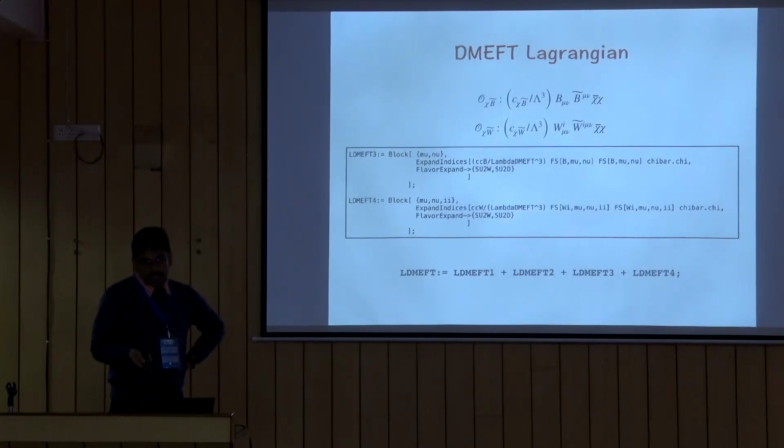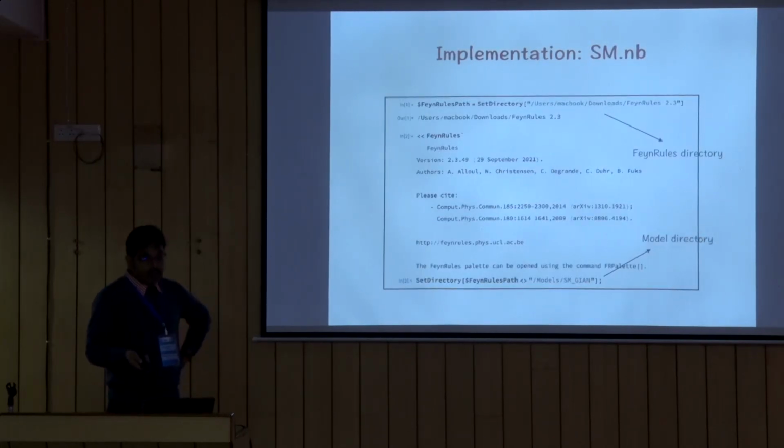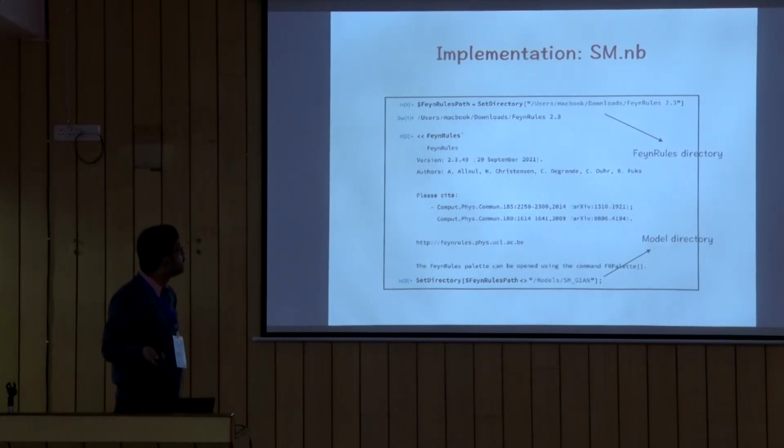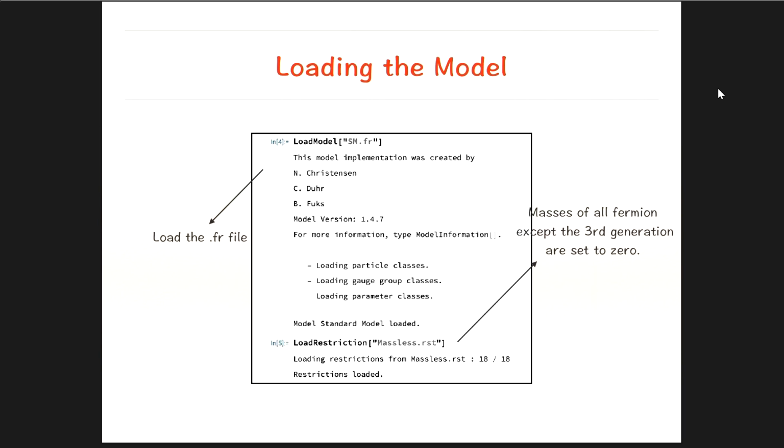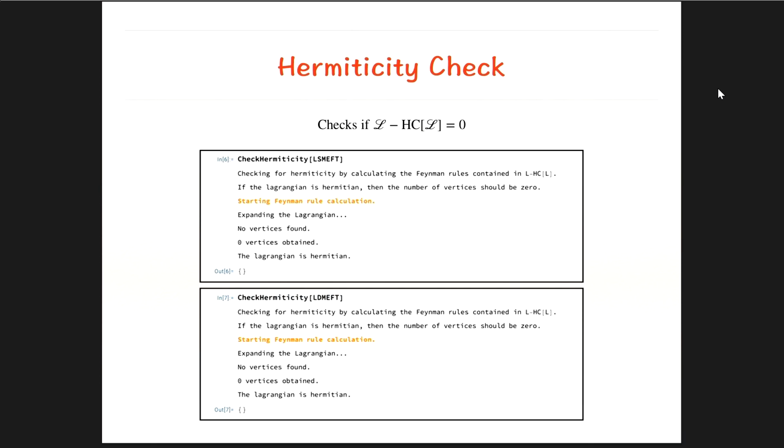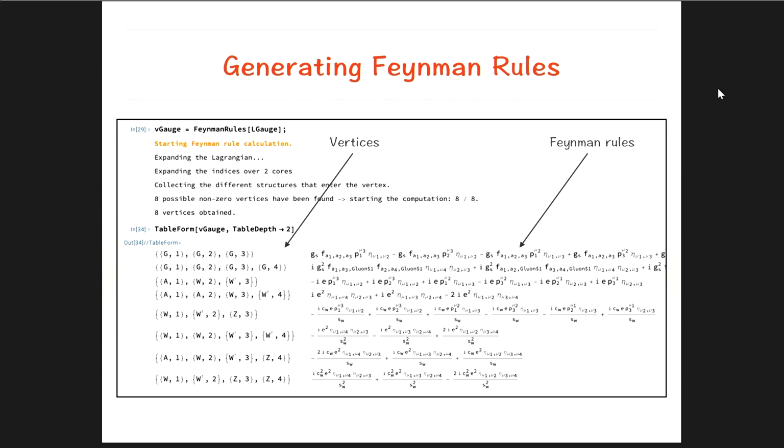But then finally, whatever operators that you have already inserted, you have to add them all together. And then you basically have to do the implementation via this Mathematica notebook, and you do operations as follows. You can load the model, and this is a very important check, you can check the hermiticity of the Lagrangian that you have inserted, and if everything is fine, it will actually generate all the Feynman rules for you.